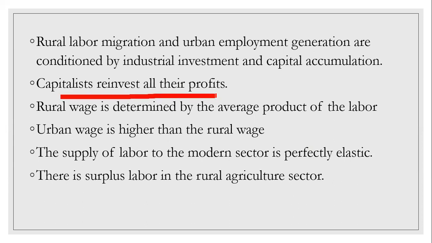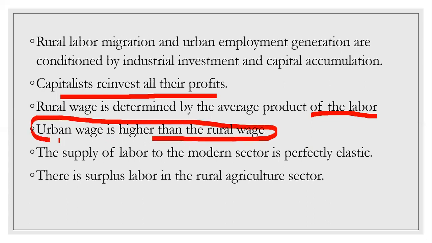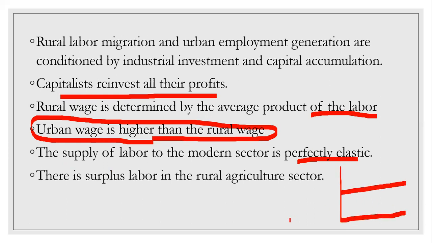Next, capitalists reinvest all their profits. So profit is not used for any other purpose. It is used for reinvestment. Real rural wage is determined by the average product of labor. So based on the average product of labor, rural wage is given. Then urban wage is higher than the rural wage. This is a usual phenomenon. Next, the supply of labor to the modern sector is perfectly elastic. That is what I have shown with the help of this figure.